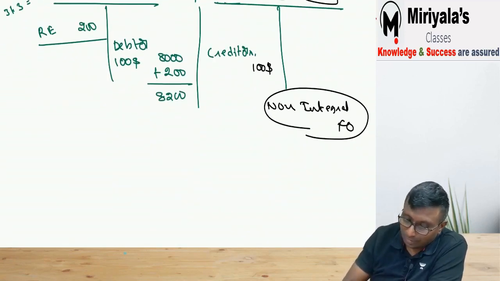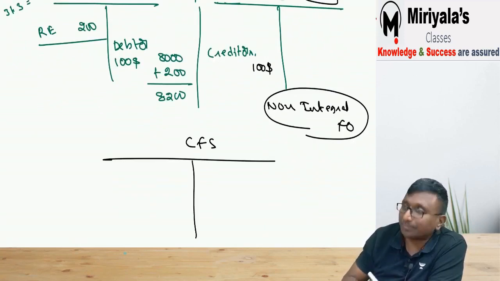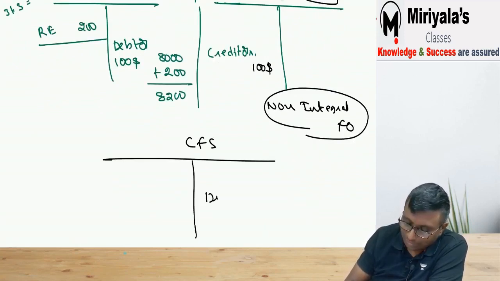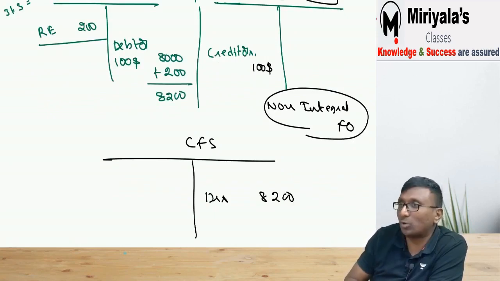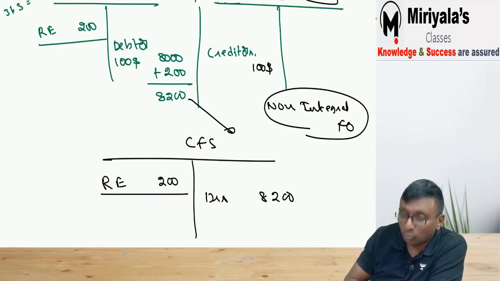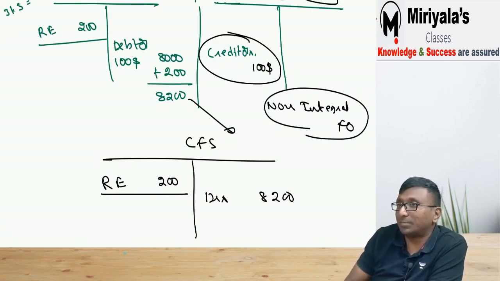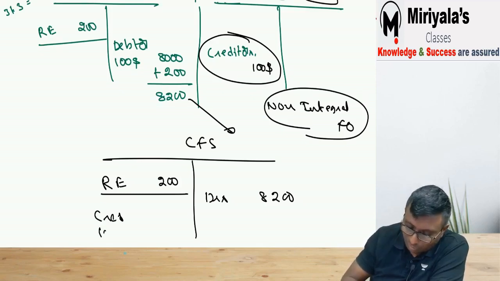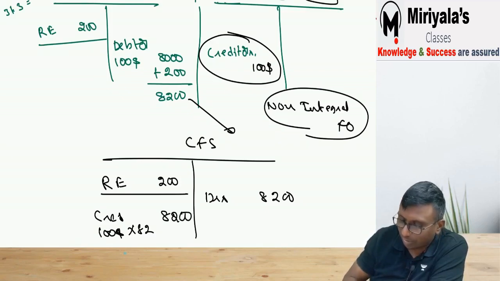Now consolidated financial statements I am preparing. In the consolidated financial statements, debtors will be 8,200. This number will come. Retained earnings will be sitting at how much? 200 sitting. Now, it is a non-integral foreign operation. For a non-integral foreign operation, all assets and liabilities, whether monetary or non-monetary, should be converted using the rate at the balance sheet date. So creditor: what is the balance sheet date rate? 82. That will come to 8,200.